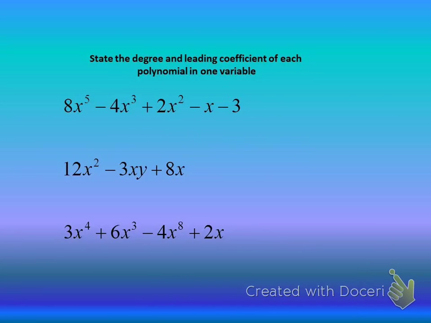Cool. The only thing you really care about, though, is the first term. Okay, so the degree of this guy is the biggest exponent, which is 5. And then the leading coefficient is the number that's attached to it, which is 8. So everything about this comes from this first term.